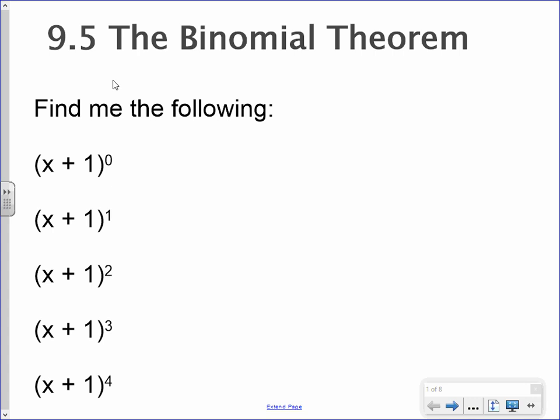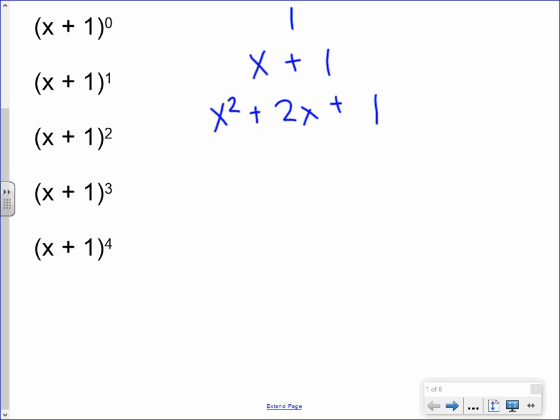All right, what's anything to the 0 power? X plus 1 to the first power. Okay, x plus 1 to the quantity squared. Okay. X plus 1 the quantity cubed. X cubed plus 3x squared plus 3x plus 1.